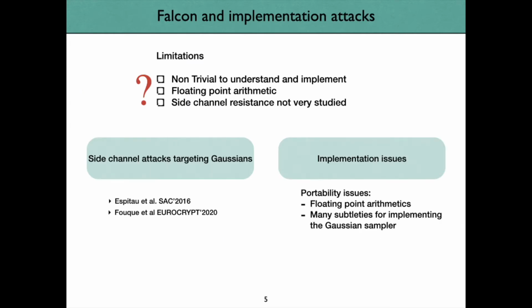However, on the downside, Falcon was not the best implementation-friendly option. It is non-trivial to understand and implement, it relies on floating point arithmetics, and the side channel resistance was not very well studied. It was even the target of several side channel cryptanalyses, like the timing attack that was published in Eurocrypt this year. More generally, the Gaussians in Falcon are the problem. They are the target of the attacks, and they induce several implementation issues. Thus, Falcon needs a simple way to generate timing-protected Gaussians.